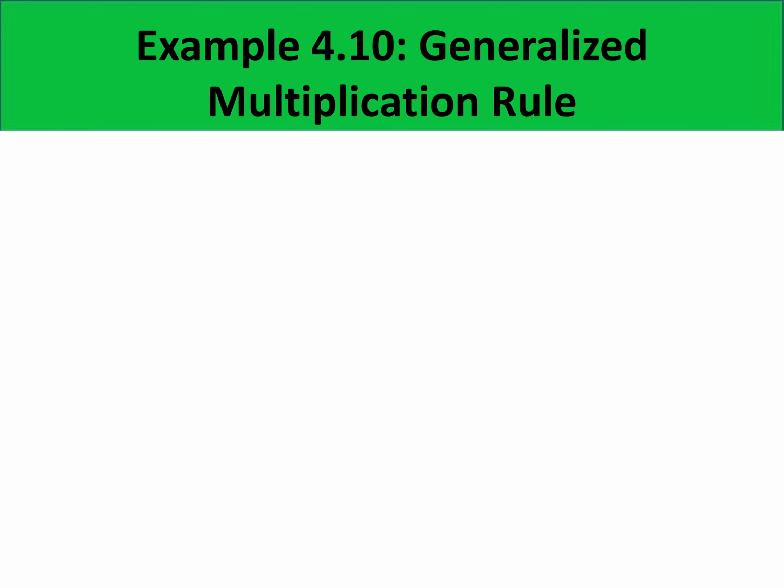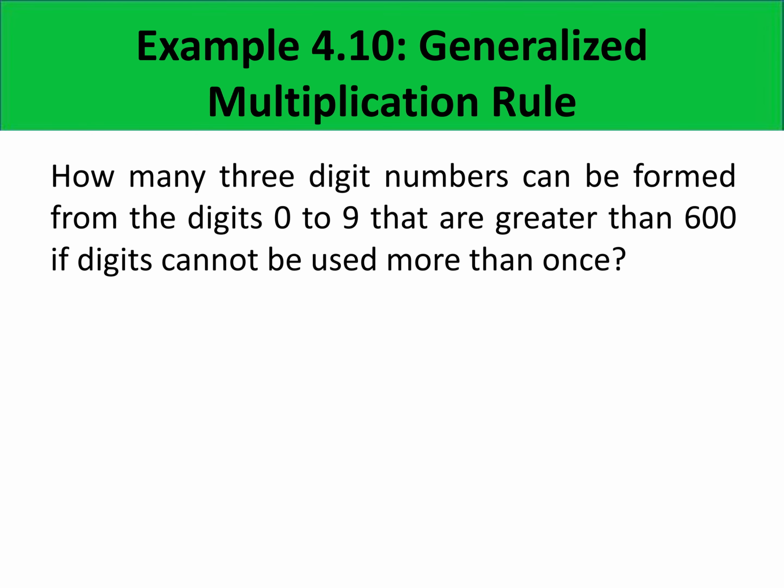Let's have a slightly challenging example. How many 3-digit numbers can be formed from the digits 0 to 9 that are greater than 600 if digits cannot be used more than once? Since we are forming a 3-digit number that is greater than 600, the first position must have 6, 7, 8, or 9. So we have only 4 choices for the first position.